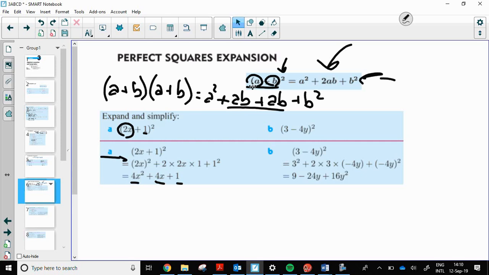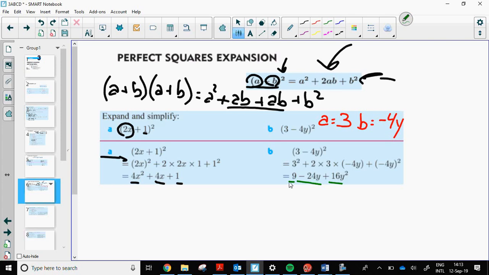Let's look at the one on the right. If we square 3, we get 9. And then if we do 2 times 3 times negative 4y, that's going to give us negative 24y. And then if I square negative 4y, I'll get 16y squared. So again, you could do this the long way, and perhaps at first you'll feel more comfortable doing that, but I'm looking for people to be efficient and to work fast. So this shortcut is really, really helpful.